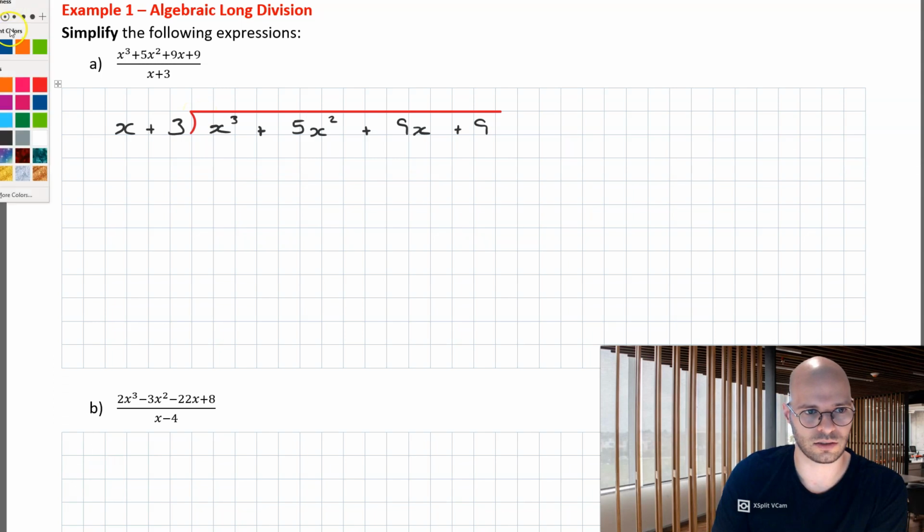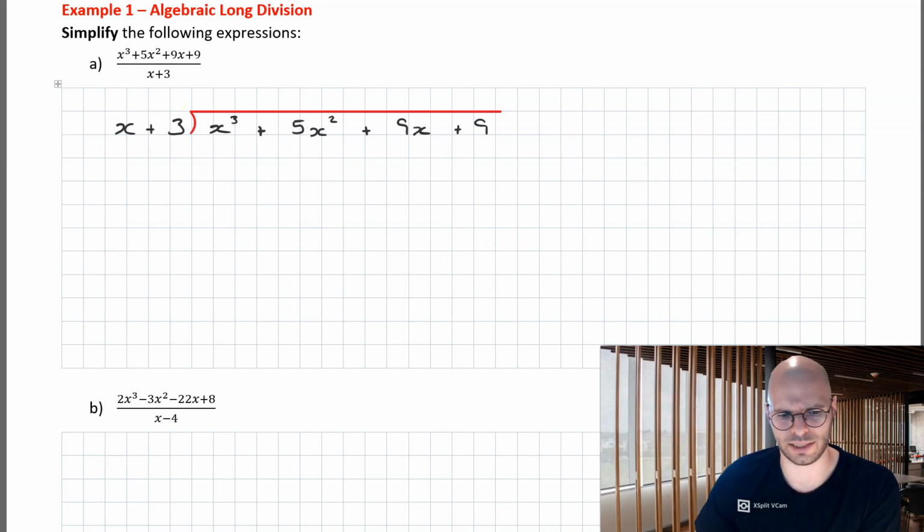Applying the algorithm, we call this division, but actually it is multiplication and subtraction. The way this works is we're going to have a working expression and a dividing expression. Basically, we try to make our dividing expression match our working expression. Our working expression to begin with is x cubed plus 5x squared, and the goal is to make the expression over here match it.